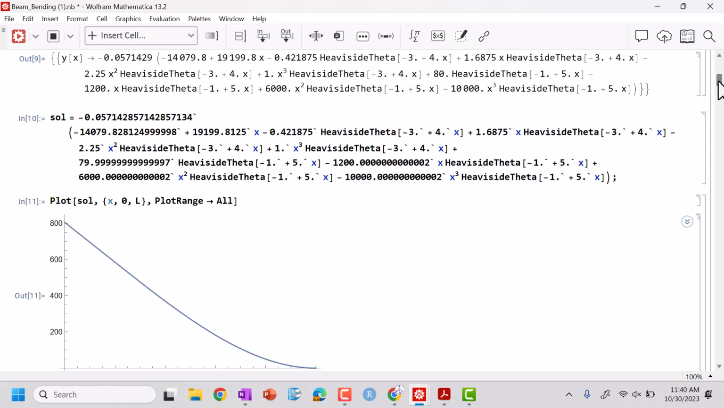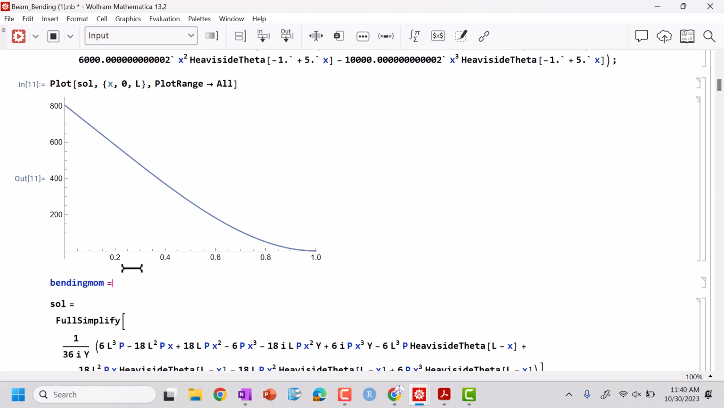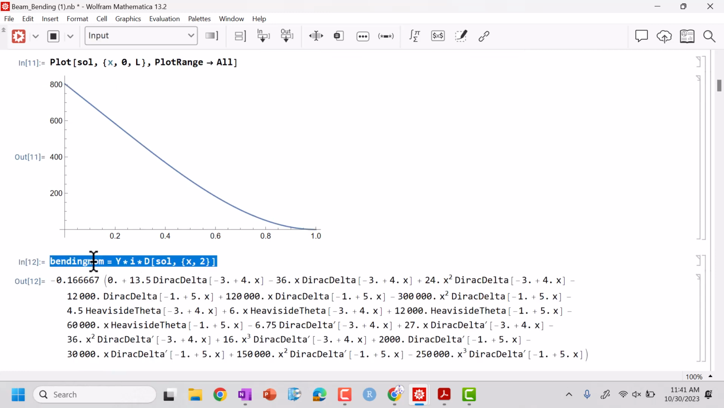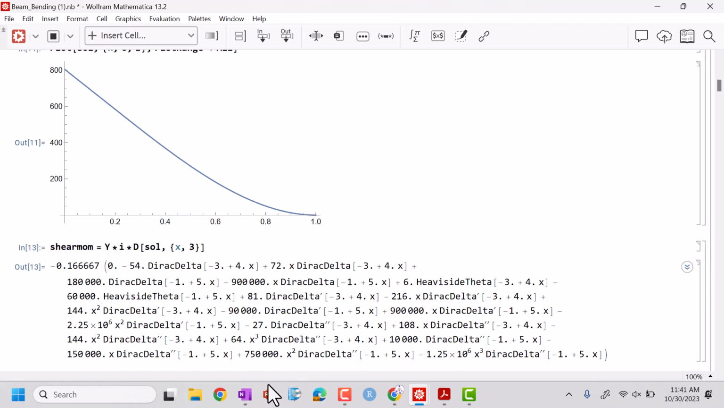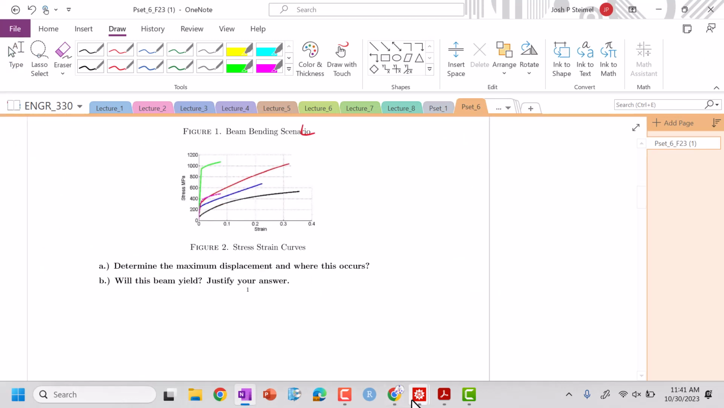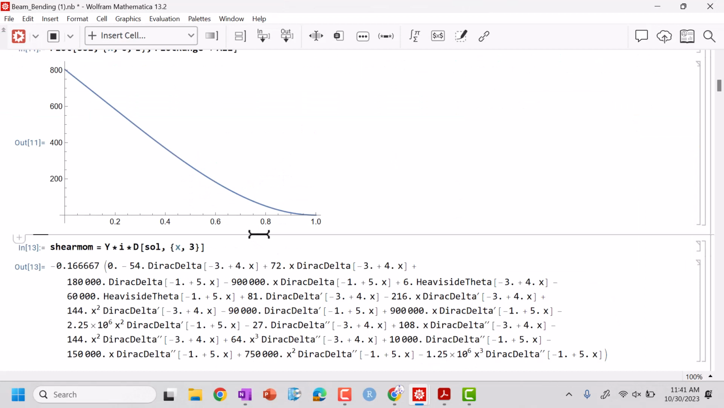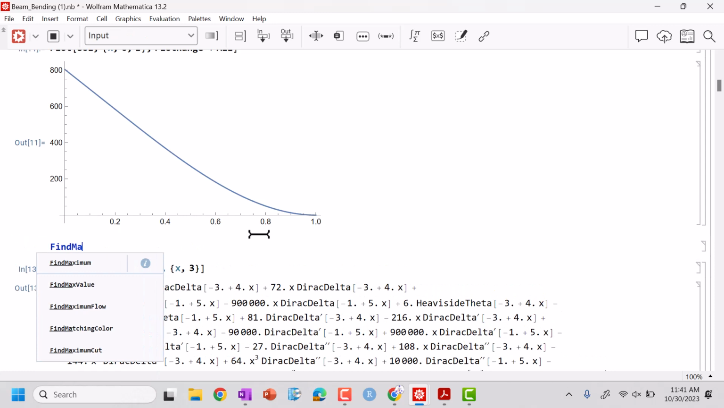Excellent, looks pretty good. Now we can say that my bending moment is equal to Y times I times the second derivative of the solution with respect to x. We can look at the shear, which equals this times 3. And what's the problem asking us to do? We need to determine the maximum displacement and where it occurs. So we can find the maximum.